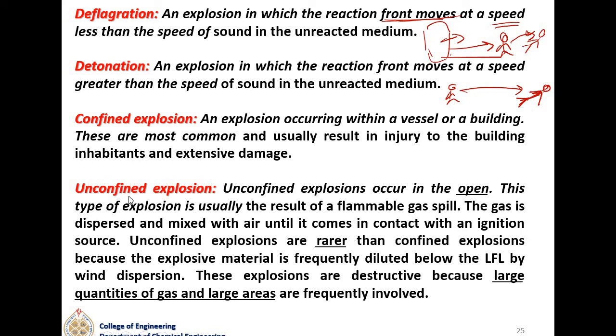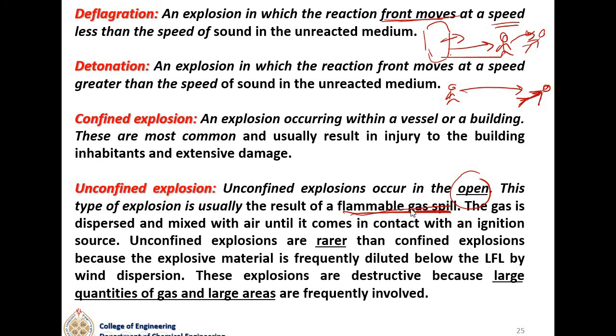What is a confined and unconfined explosion? Confined is a closed vessel, and unconfined is open. That's the only difference. An explosion occurring within a vessel or a building is called confined. For example, what happens inside the car to explode that amount of fuel to give you energy is confined. Unconfined explosions happen in an open area, and that means you could have a flammable gas spill, for example, and because of that spill, you're going to have this kind of explosion.